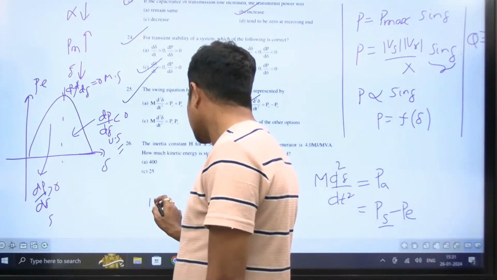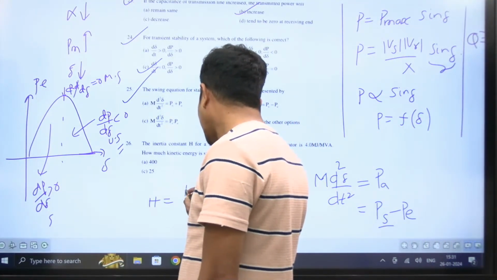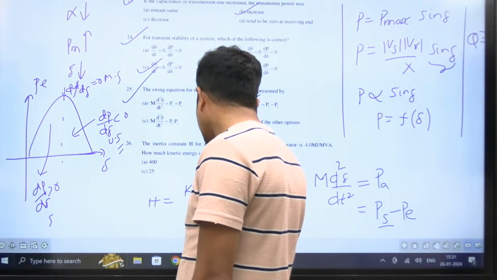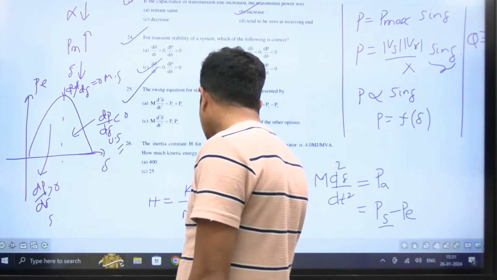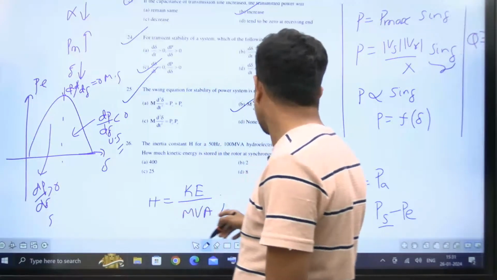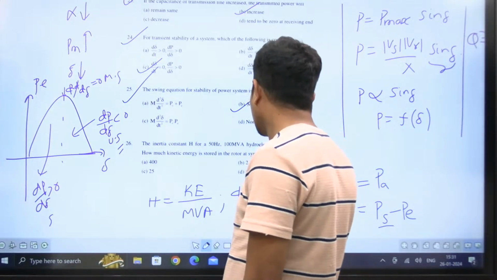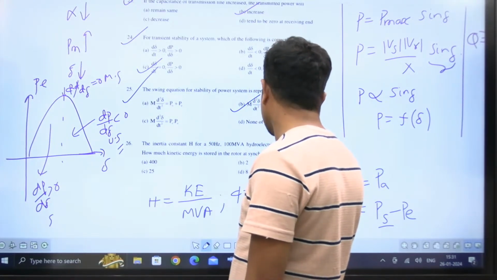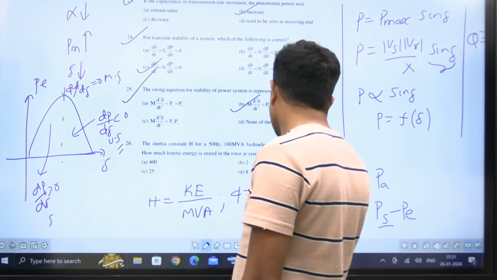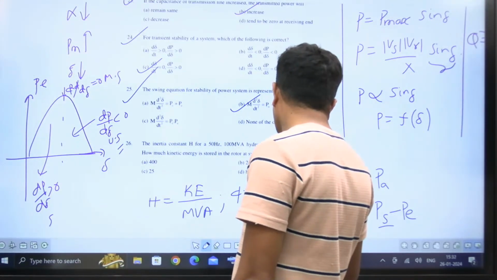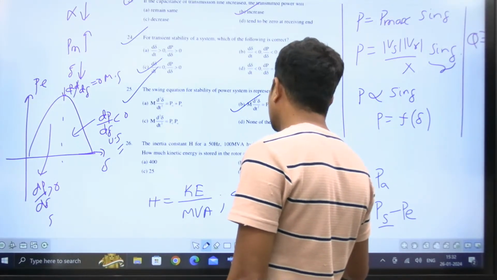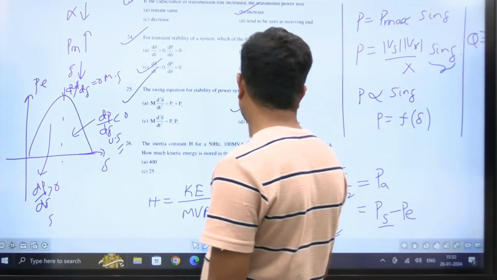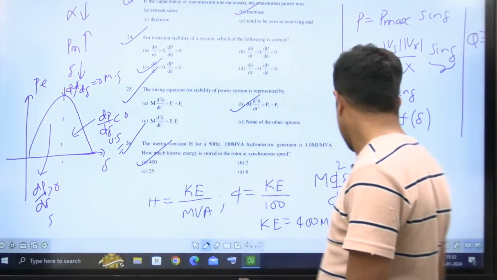See, inertia constant H is equal to the kinetic energy stored in the rotor body divided by the MVA of the machine. What is given? H is equal to 4. We are asked to find the kinetic energy, so we multiply by the rating of the machine, 100 MVA. So KE is equal to 400 megajoules. Yes, option A.